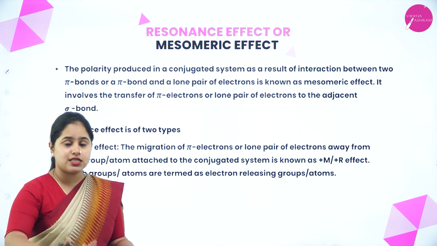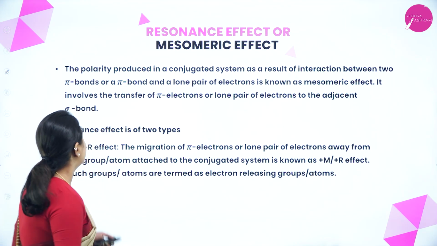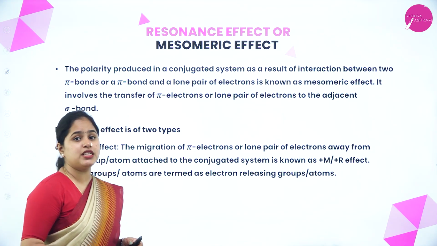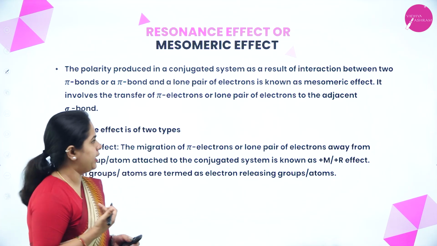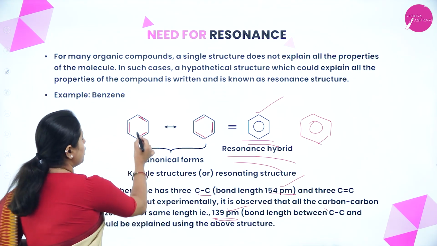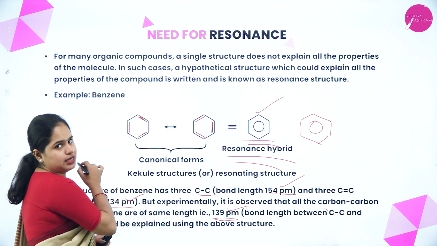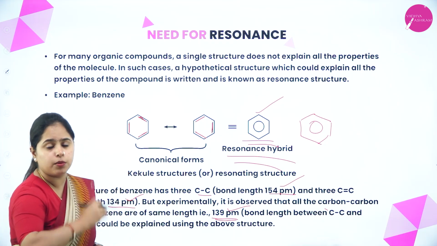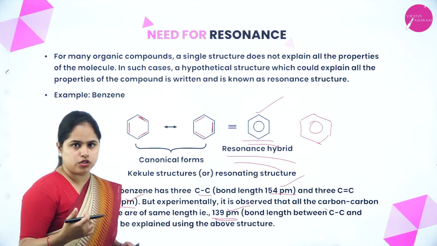Now we are going to study what is resonance effect or mesomeric effect. So the polarity produced in a conjugated system. Conjugated system means alternate double bonds will be laid, like in the case of benzene. Here you can see a double bond, the next position is a single bond again, then double bond, single bond, double bond, single bond. Alternate double bonds will be there. So that is called a conjugated system.